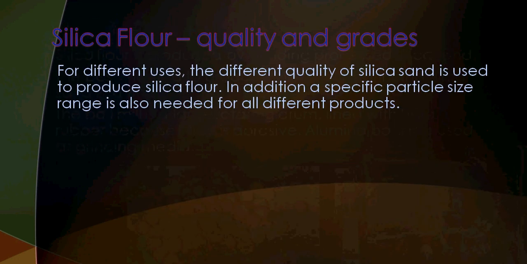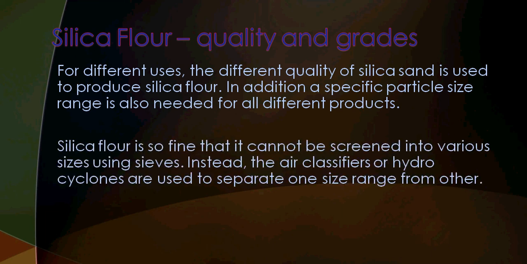For different uses, different qualities of silica sand are used to produce silica flour. In addition, a specific particle size range is also needed for all different products. Silica flour is so fine, you imagine that when we are grinding silica sand in the ball mill, it changes into powder, very fine powder. So how can we separate different sizes from this powder? For example, we want to separate 100 to 200 mesh, we want to separate 50 to 100 mesh, we want to separate 30 to 50 mesh.